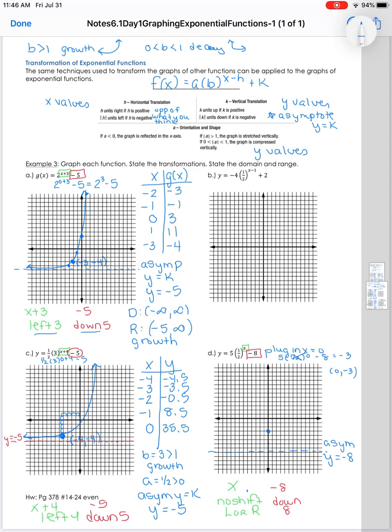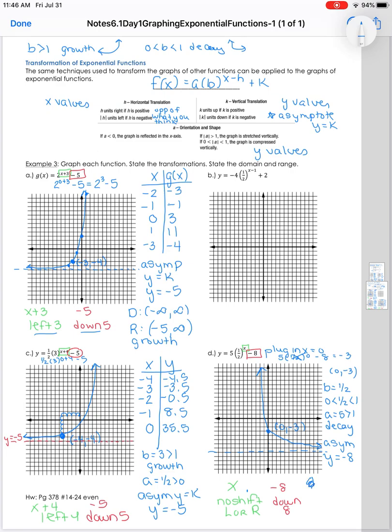Okay, so the other bit of information, b is equal to 1/2, and 1/2 is between 0 and 1. The a value is 5, which is still positive, but this is a decay appearance. So I have the point (0, -3) here, and I know I need to be coming down because I have the decay type of graph going on. I already wrote that up there.